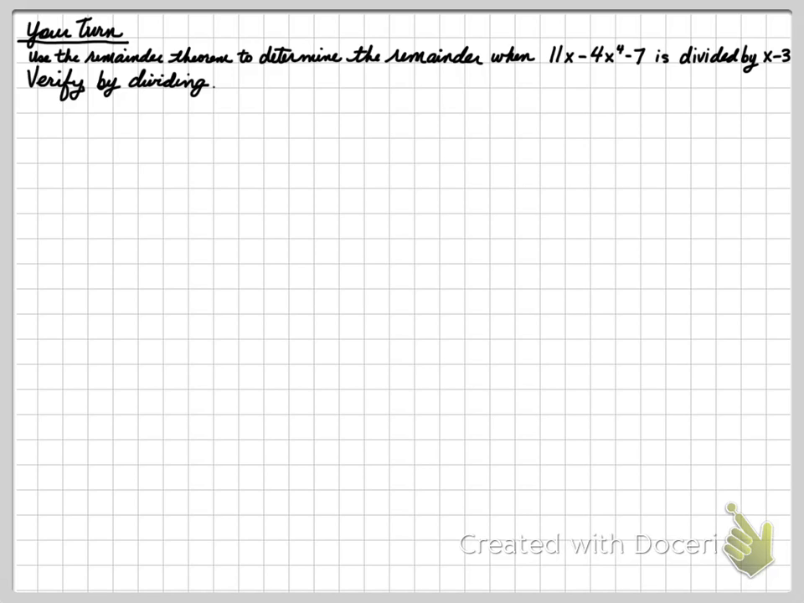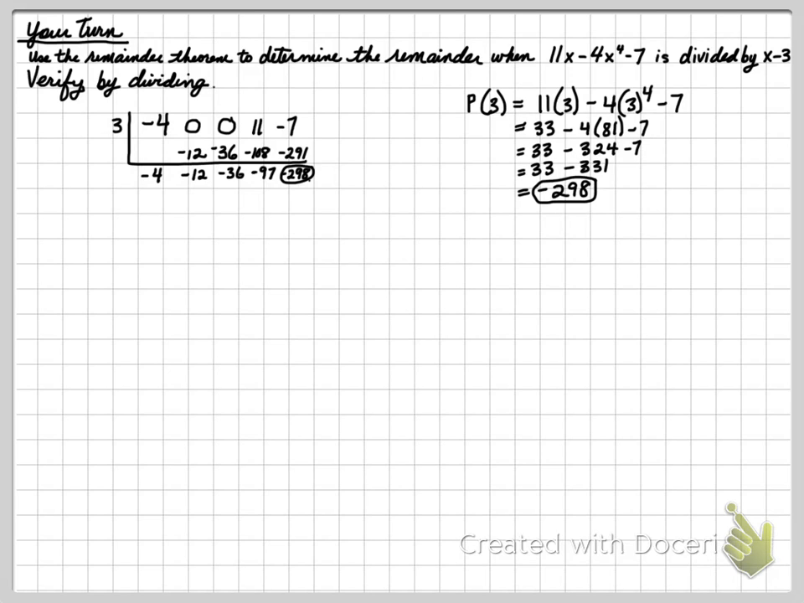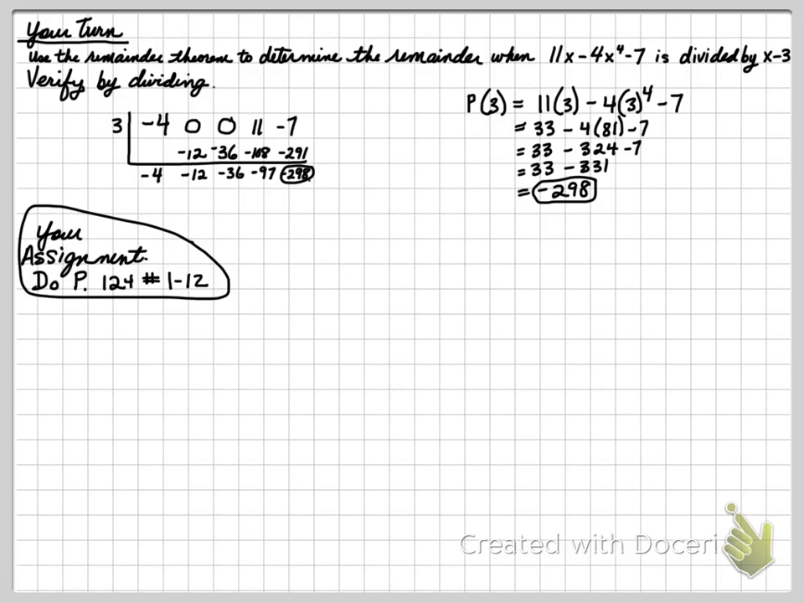We'll skip the your turn. You can do that on your own. Notice that if I evaluate it at 3, I'm going to get negative 298. And if I divided it by x minus 3, I'm going to get negative 298. So your assignment is to do page 124, numbers 1 to 12.